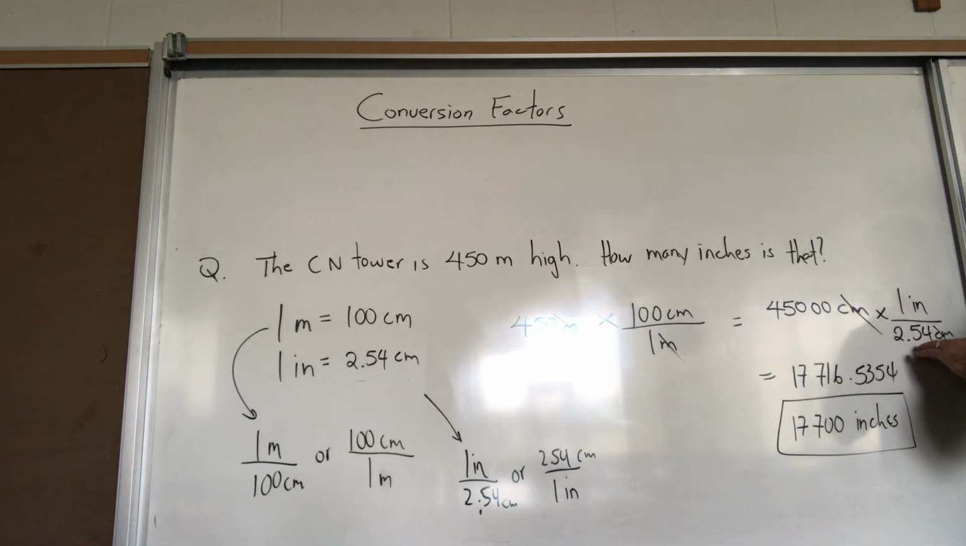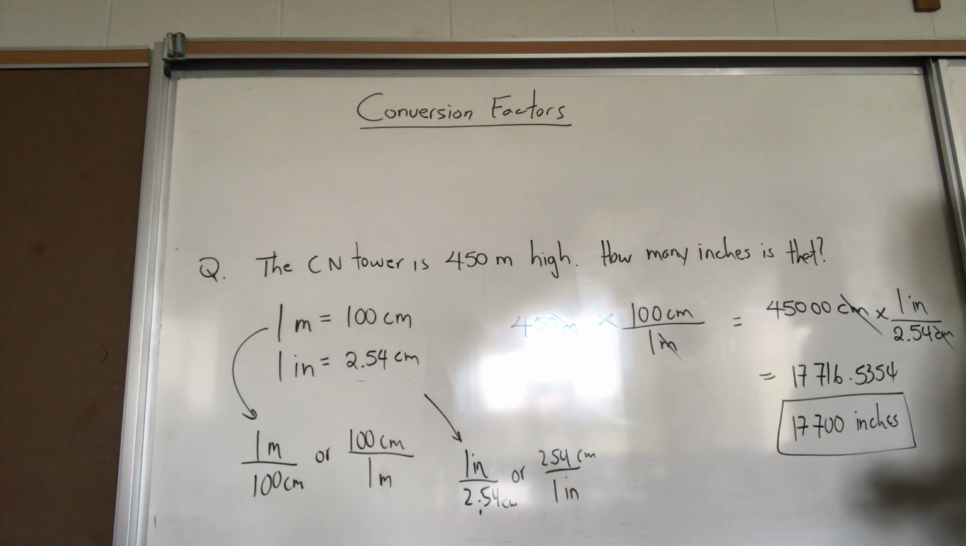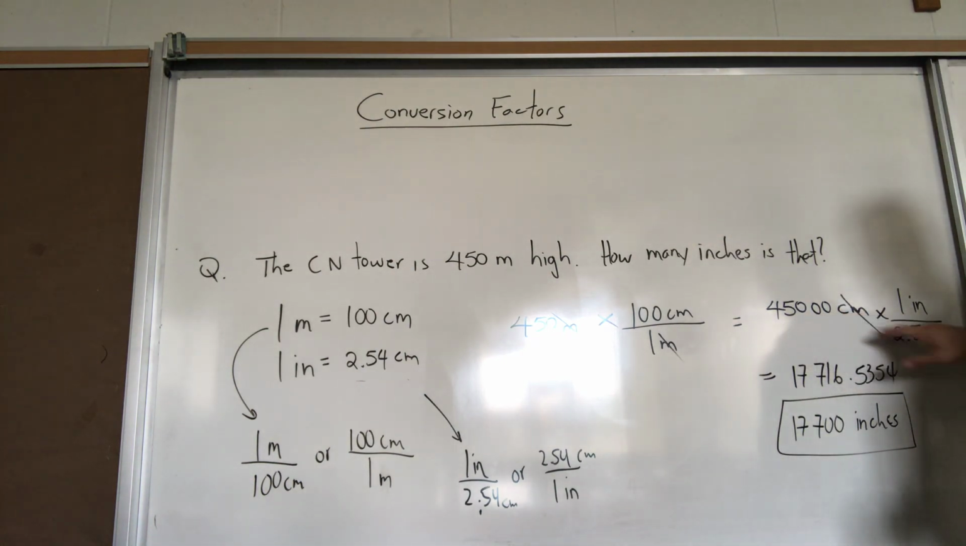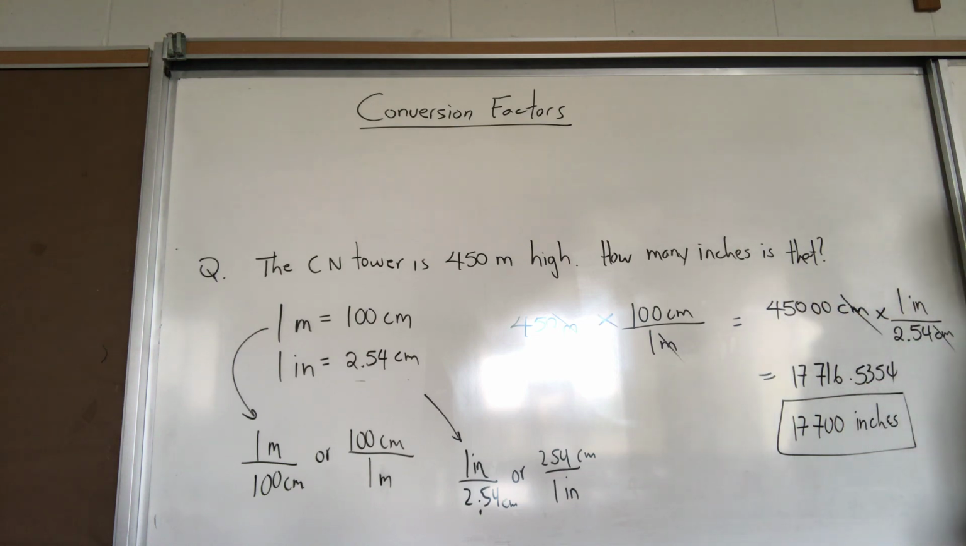Notice that now the 2.54 is in the denominator. There's a 1 in the numerator. When you multiply something by 1, you get the same number, so we're not going to bother multiplying by 1. That's just a waste of time. But what we're going to do is divide by 2.54. So 45,000 divided by 2.54 gives you 17,716.5354.